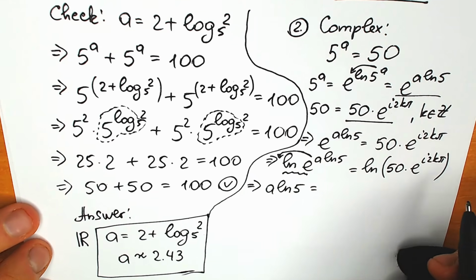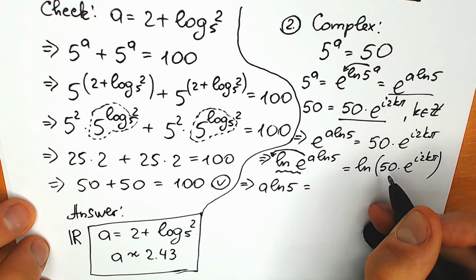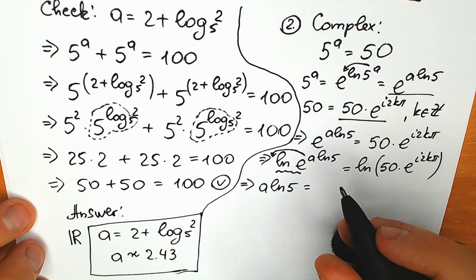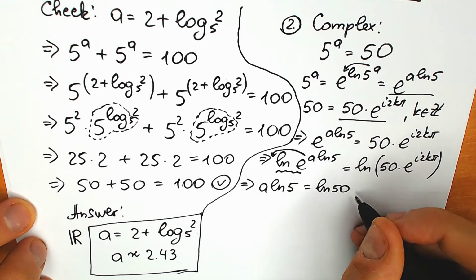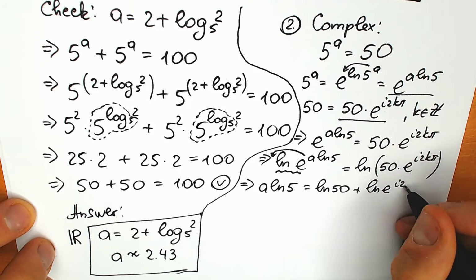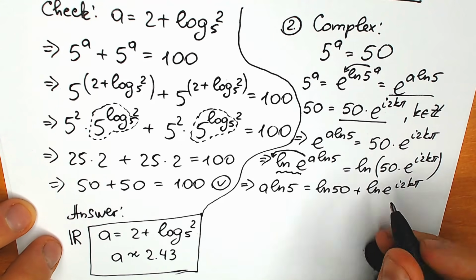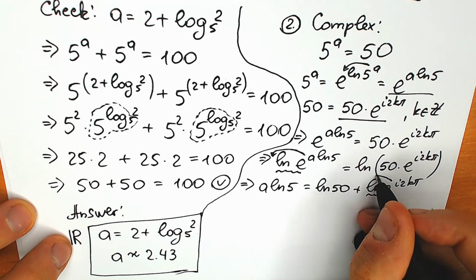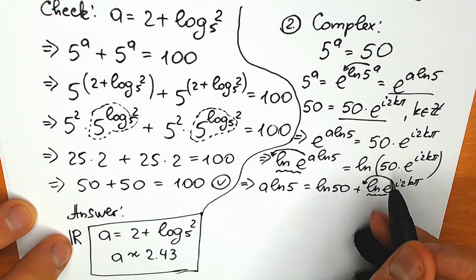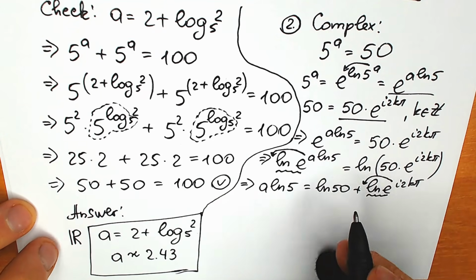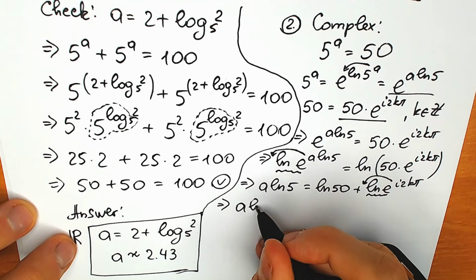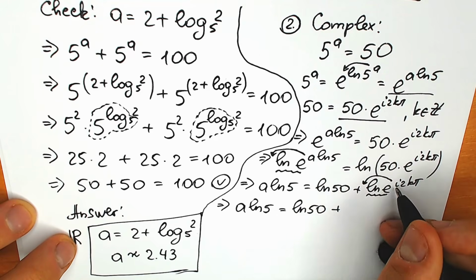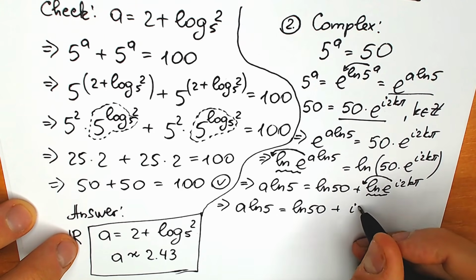And on the right side, we can easily apply that rule once more because we have a natural log and in parentheses we have a product. So we can easily split it with addition. We can write it as a sum of two logs. So we have natural log 50 plus natural log of e to the power i 2k pi. And right now, this natural log e equals 1, and this power we can easily write in front of it, the same property as we had right here. So we have the same beginning, a natural log 5 equal to natural log 50 plus i 2k pi, because natural log e equals 1.